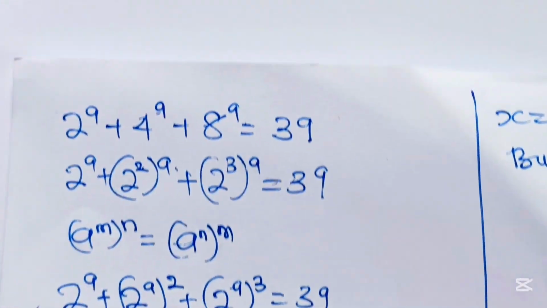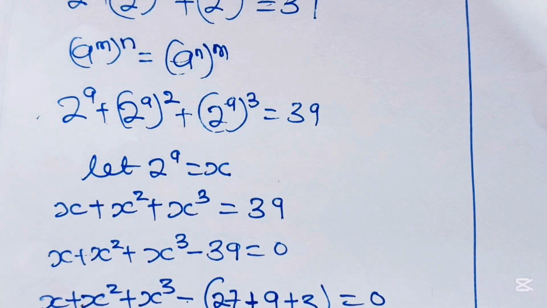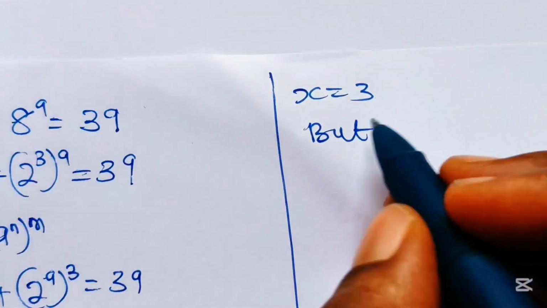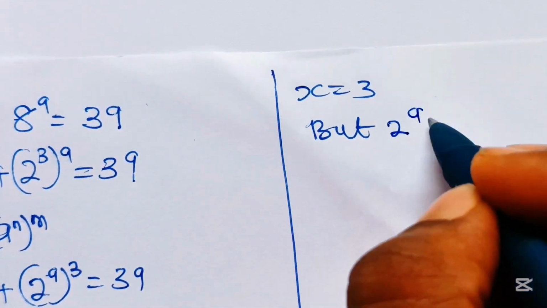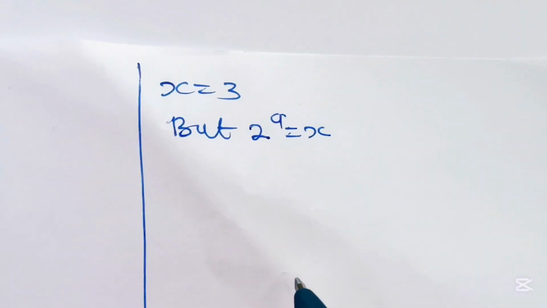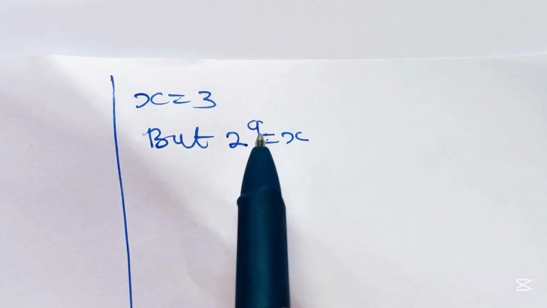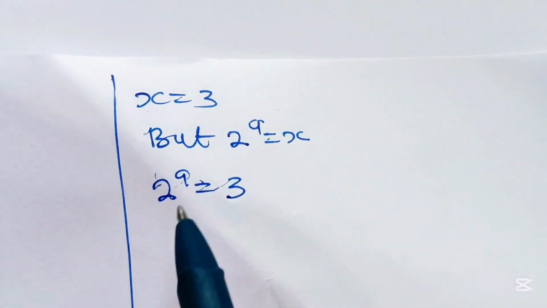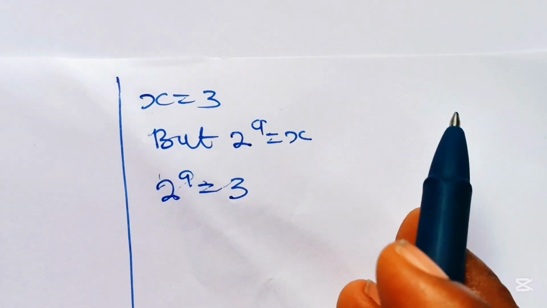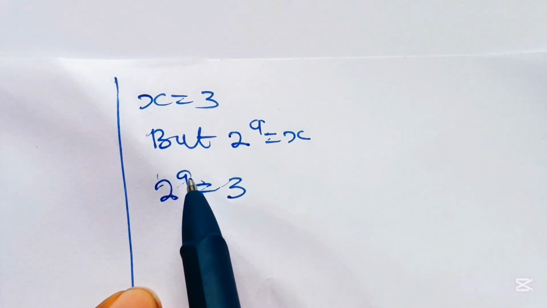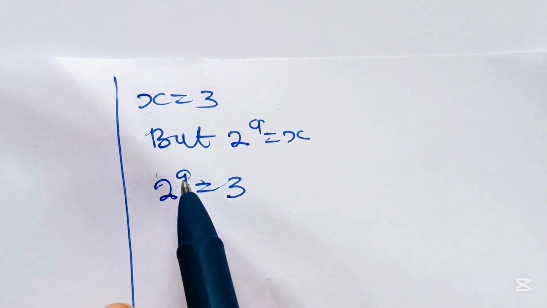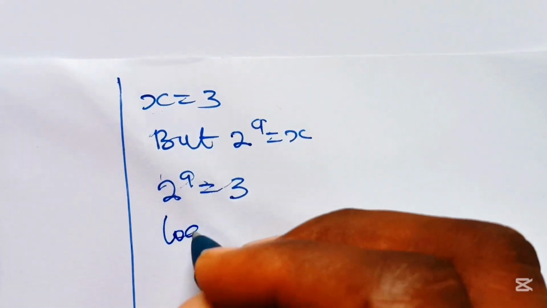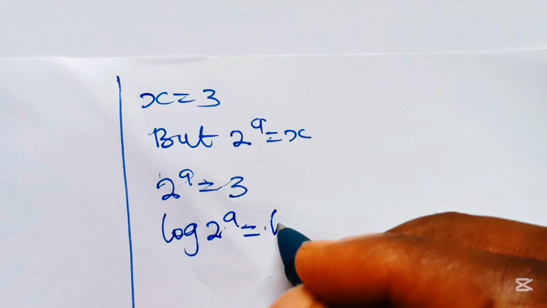Now we have x is equal to 3, but recall where we said let 2 to the power of a equal x. So we can say 2 to the power of a is equal to x. Now that means we can substitute x as 3, so 2 to the power of a is equal to 3. Now anytime you are looking for a variable and you happen to have that variable as the power, the only thing you need to do is to use logarithm to get your value. So we are going to introduce log to both sides of the equation.